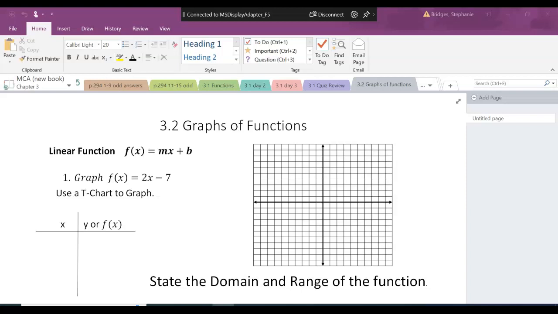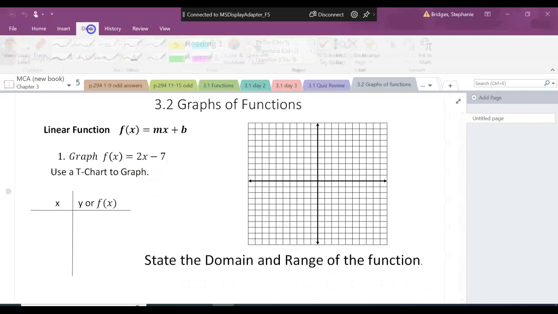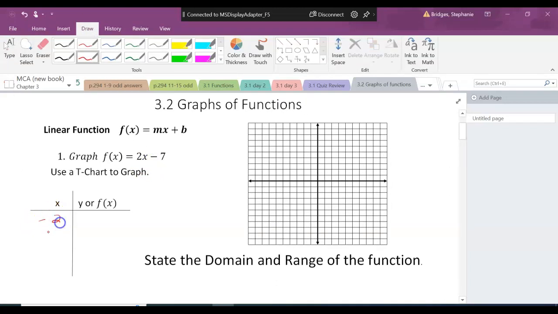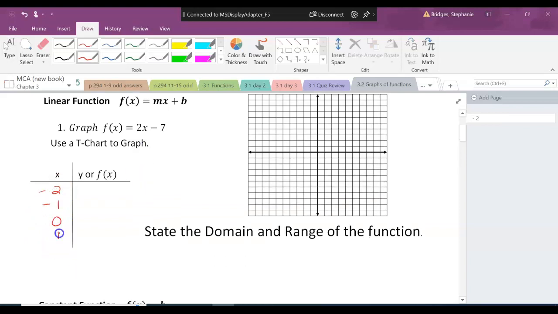All right. So in our t-chart, we are going to pick those 5 numbers, -2, -1, 0, 1, and 2. And what we're going to do is plug them into this function right here, the one that I'm highlighting, f of x is equal to 2x minus 7. And if you will remember, what is f of x the same thing as? Y. So technically, this equation is going to look like this. Y equals 2x minus 7. And we're just going to take each one of those x values and plug them in and find its matching y value. And then we'll plot the points.